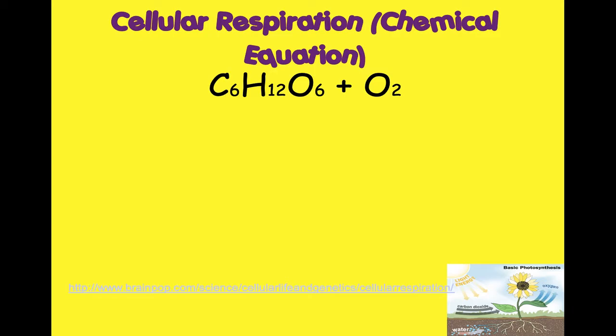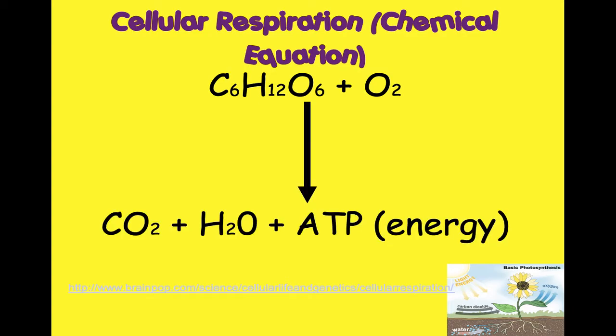Two things go in. You have C6H12O6, that's the glucose, and O2, that's the oxygen. And three things come out: CO2, that's the carbon dioxide, H2O, that's the water, and ATP energy. ATP actually is adenosine triphosphate, but you don't need to really know that. But ATP energy, this is what the cells need to do what they need to do. So the brain cells need a lot of ATP. The muscle cells need a lot of ATP.